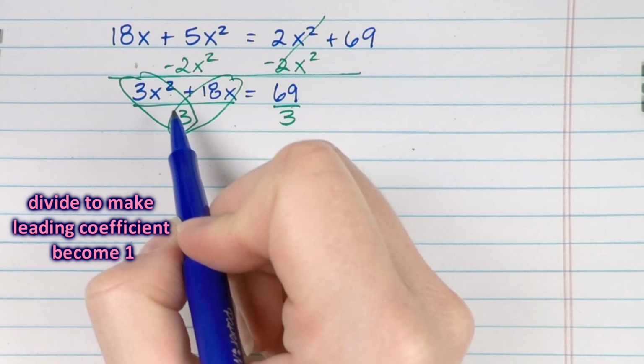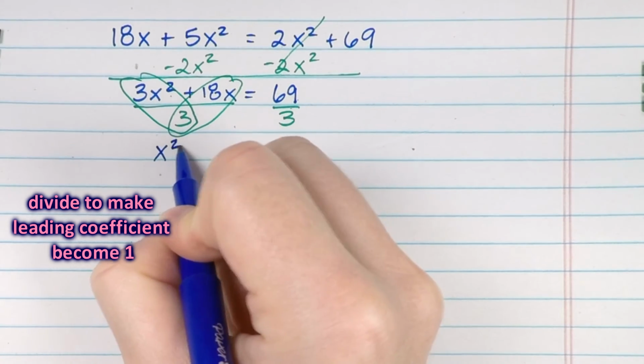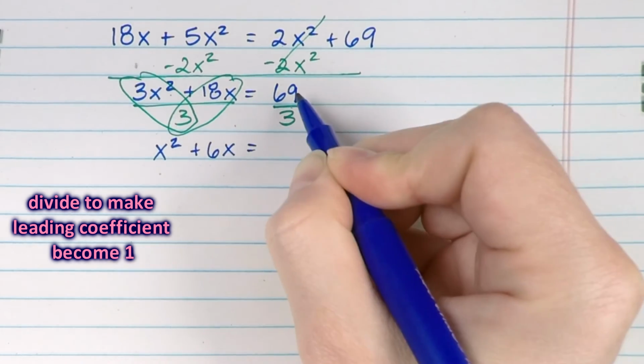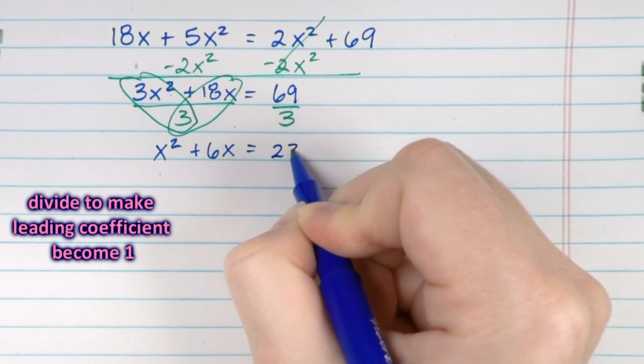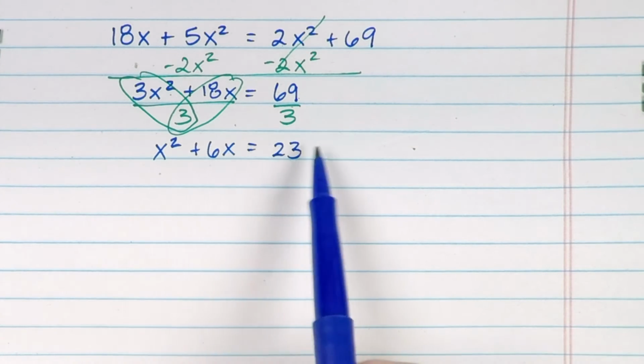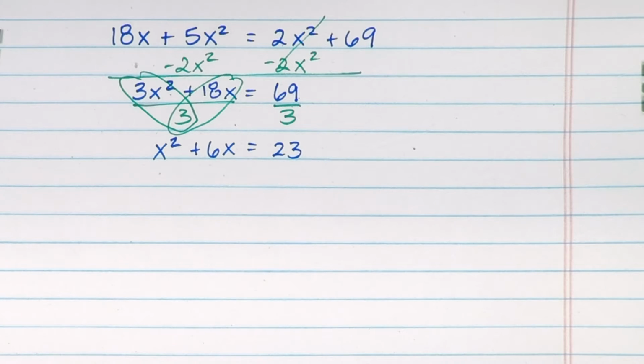So dividing 3x squared divided by 3, that gives me 1x squared, or just x squared. 18x divided by 3 gives me 6x. And if I divide 69 divided by 3, that gives me 23. And luckily, we didn't end up with any fractions to deal with, so that's nice. And now it's in this form, so we can start to complete the square.